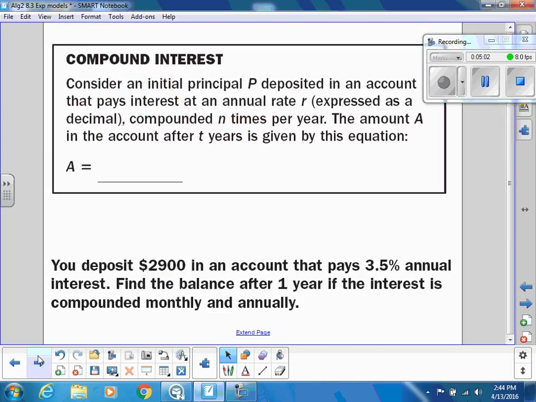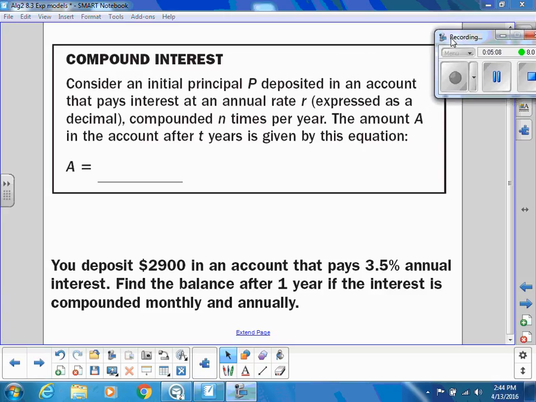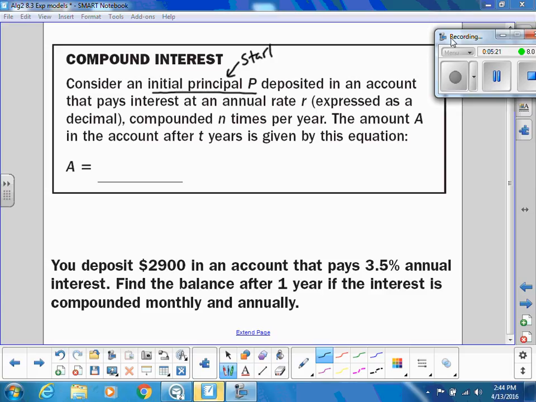So let's talk about compound interest. This is very important. Exponential growth and decay is so important in the financial world. So with compound interest, we have a few variables going on here. We have a principal, initial principal, remember that just means your starting amount. We're depositing that into an account, and it pays an annual interest rate. So your R is always going to be a percent as a decimal, and that's what it says there.